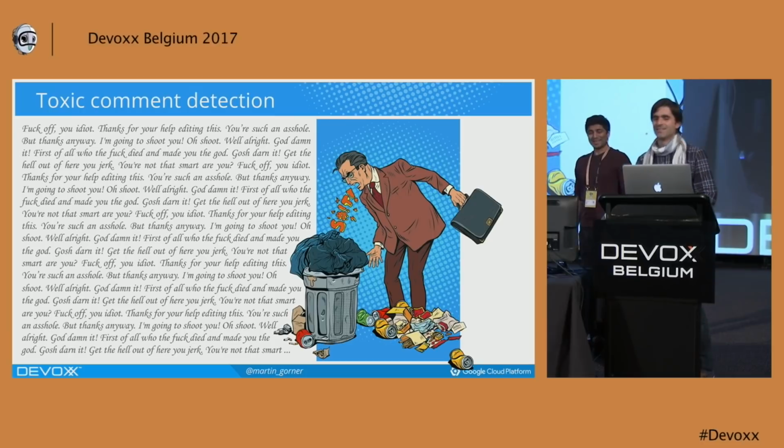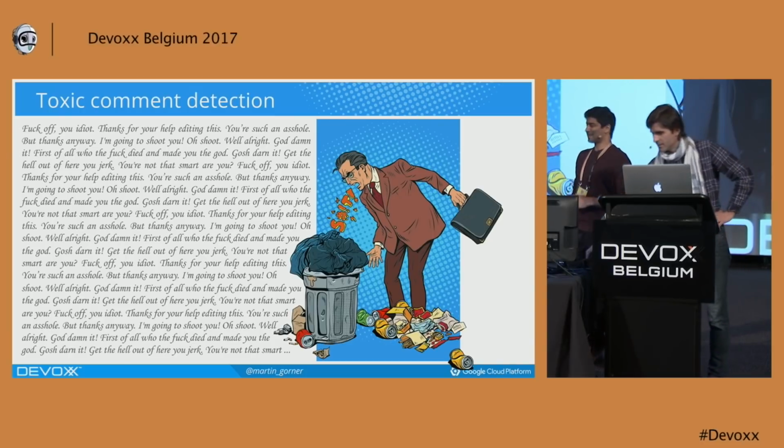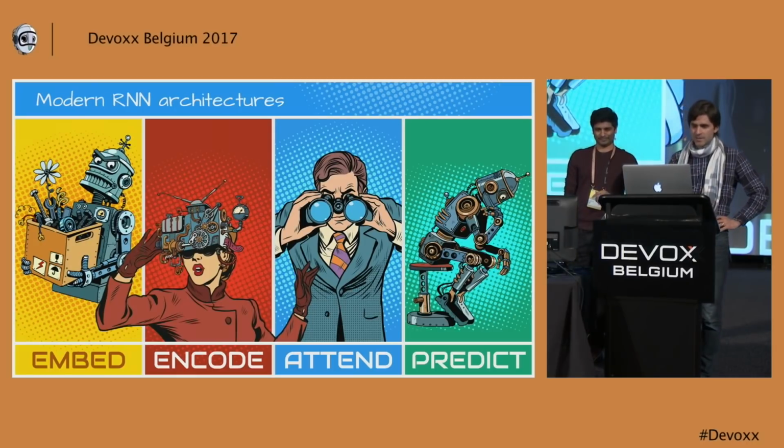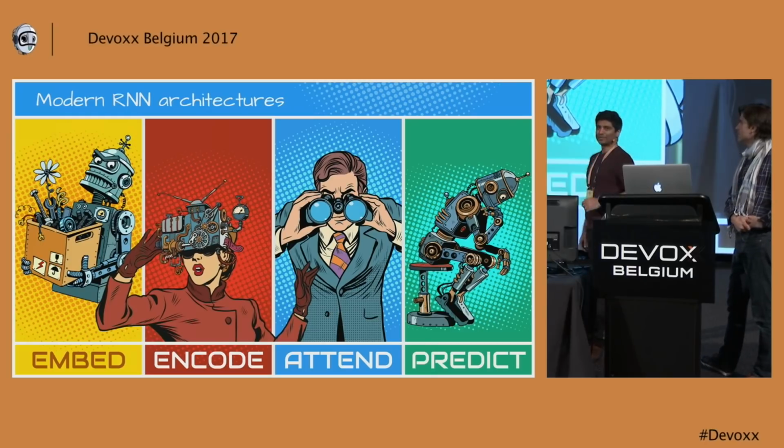Yeah, and so today what we're going to try and do is build a neural network that's able to detect these kinds of comments. All right, let's go. And so the framework we're going to use is the Embed, Encode, Attend, Predict framework.